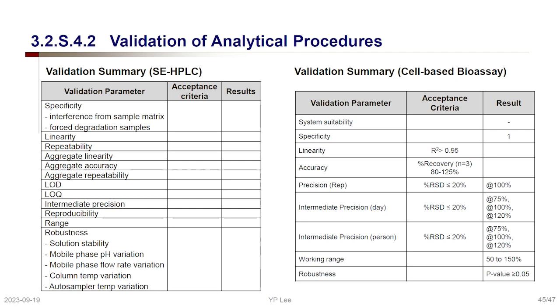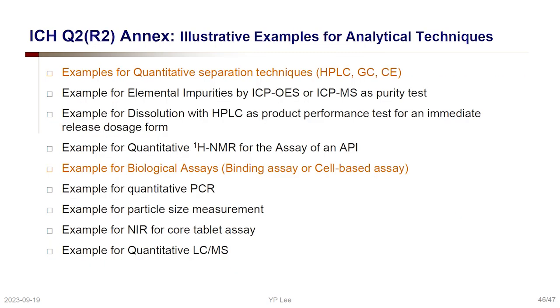Here you can see the example of SE-HPLC. The validation parameters, starting from the specificity, you can see linearity, precision, accuracy, and others. Acceptance criteria need to be provided with the result. And for the bioassay, you can see cell-based assay as an example. The same table is provided to show the validation parameter, acceptance criteria, and the result. And the validation result needs to be provided as a description following this table.